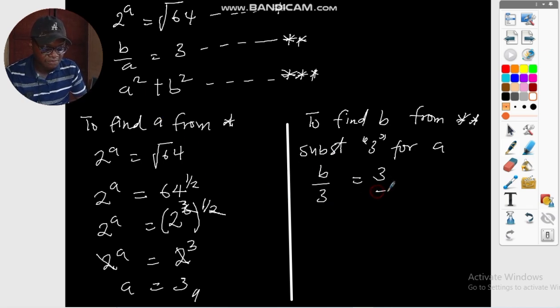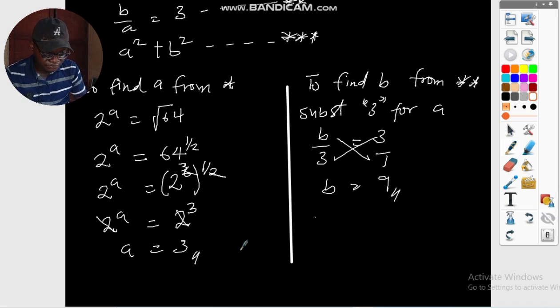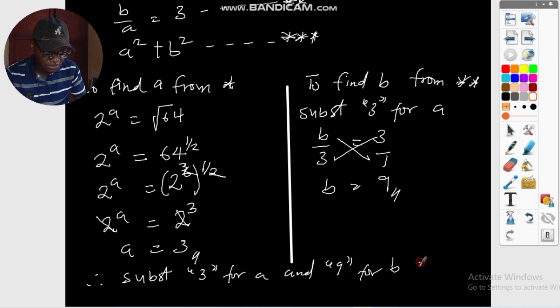And then if we cross multiply, 1 times b is b, and 3 times 3 is 9. And so we've just found our b, and we found our a as well. So we've gotten our a and our b. What is left is to substitute the values for a and b in this third expression, and we are good to go. Therefore, substitute 3 for a and 9 for b in the third expression.